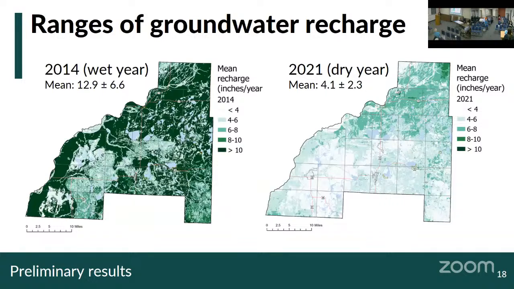So what can we expect for a range in the recharge? On the left, you can see it was a wet year, 2014, an average of about 13 inches of recharge. On the right was 2021, that was a dry year, 4 inches on average. So this just gives you an idea of how this can change depending upon how much precipitation we're getting.